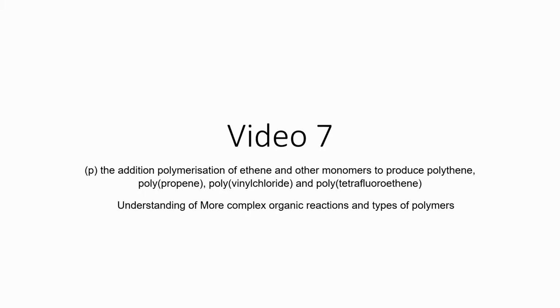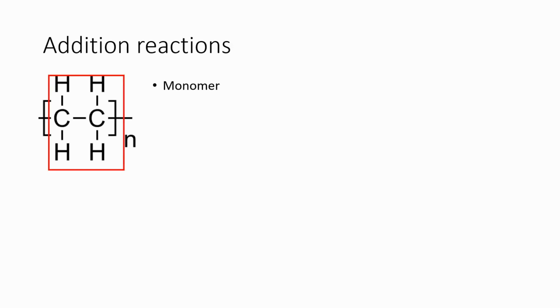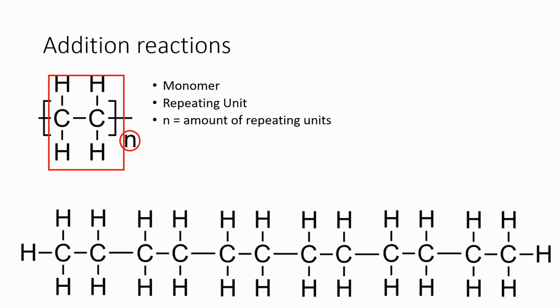Here we will talk about the addition reaction and how plastics are created. Plastics are products of adding lots of single units or monomers together in addition reactions. This creates lots of repeating units. The amount of repeating units can be represented by an n value. For example, this molecule would have an n value of 6, as it is made up of 6 repeating units.